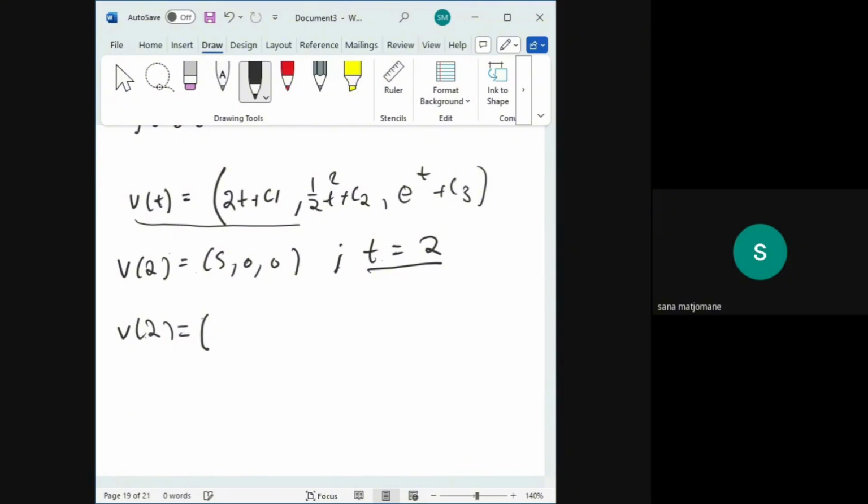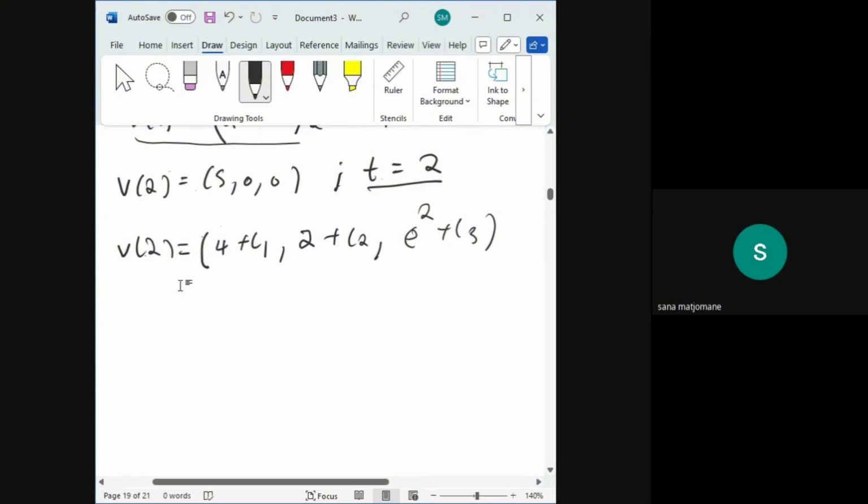So when I substitute 2 here, what do I get? 4 plus c1. When I substitute 2 here, I get 4 over 2, which is 2. So it's 2 plus c2. And then it's just e to the exponent 2 plus c3. We are fine, guys. Are we fine so far?